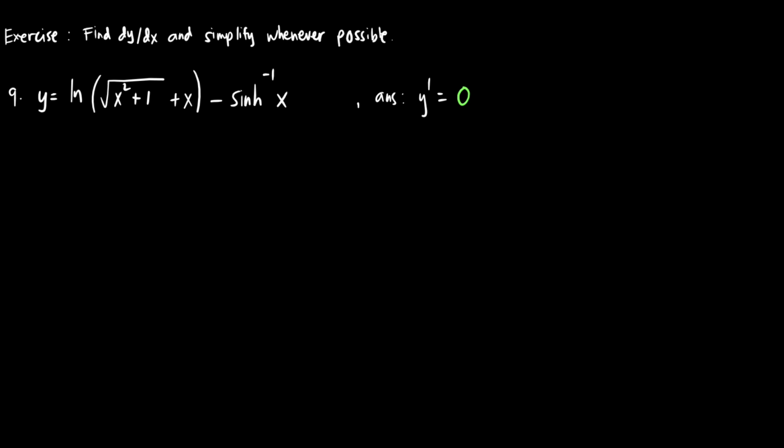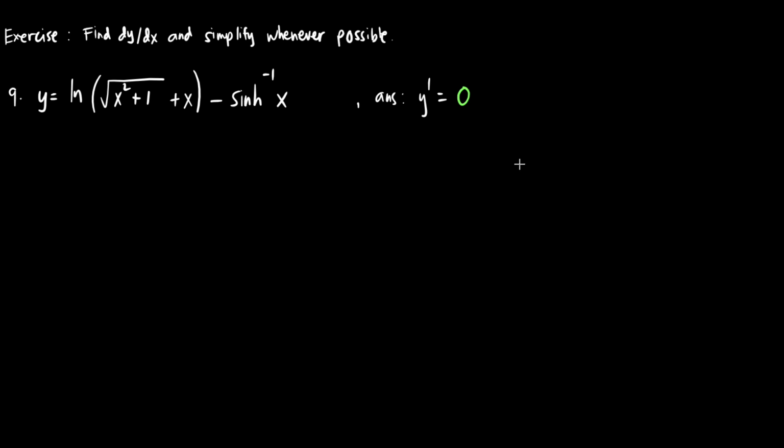So for this one, find dy over dx and simplify whenever possible. So for number 9, ln of y is equal to ln of the square root of x squared plus 1 plus x, minus hyperbolic arcsine of x. So find dy over dx.